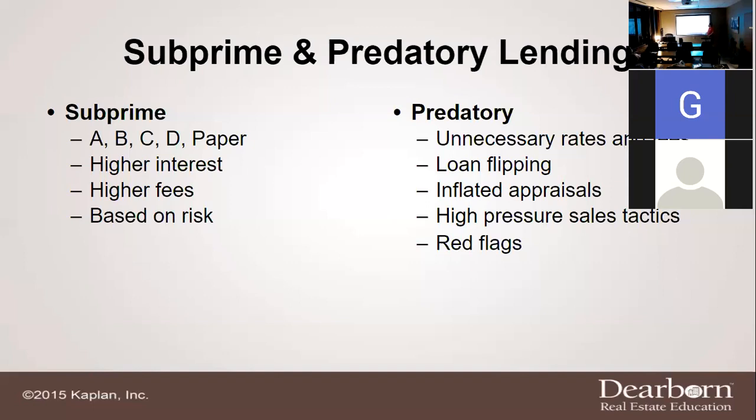So it's unnecessary rates and fees. Loan flipping happens a lot in this situation. Inflated appraisals, high pressure sales tactics, and red flags are all going to be part of the subprime. They're going to be very high stakes and pushy. They're going to be like, no, Mr. Grossman, you don't want to leave yet. Sign this document, Mr. Grossman. It's good. You don't want to lose it. You walk out that door, Mr. Grossman, we're going to go from 25% to 50%. You better sign right now, Mr. Grossman. Right now, Mr. Grossman.